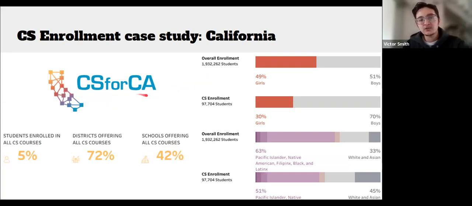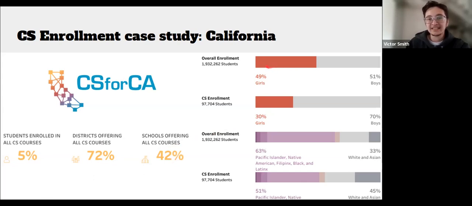California has a website called Computer Science for All, and it lists all of the demographic information about their computer science enrollment in the state. Since they're our neighbors, I thought it would be a great idea to look at this data. Only 5% of students are enrolled in computer science courses in the state of California, despite the high offerings by schools and districts.